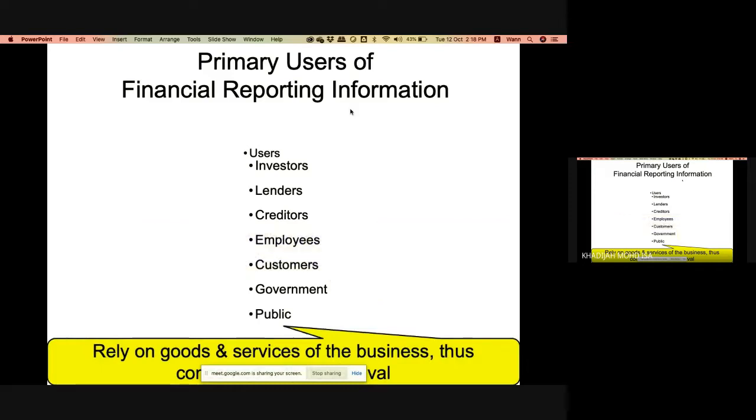And then we also have those who rely on goods and services of the business. So who are these? The public. They are concerned with its survival. Just now you looked at the concept of going concern, so it is something to do with the survival of the company.